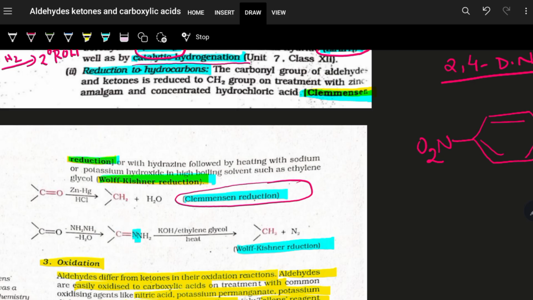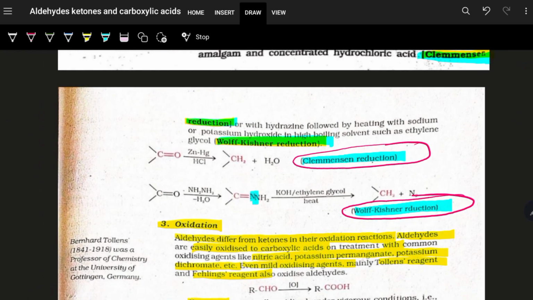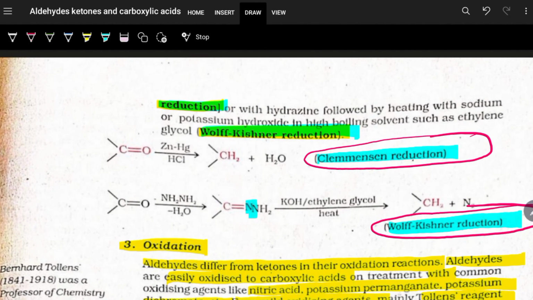Next, reduction to hydrocarbon involves two name reactions. One is Clemmensen and the other is Wolff-Kishner reduction. In Clemmensen reduction, it is involving ZnHg, zinc amalgam, and dilute HCl, and it is forming hydrocarbon. Just remember, in this double bonded O system, H2 will be coming, and there is elimination of H2O. You get H2O as the side product here. So this is Clemmensen reduction. You have to remember this is another name reaction.